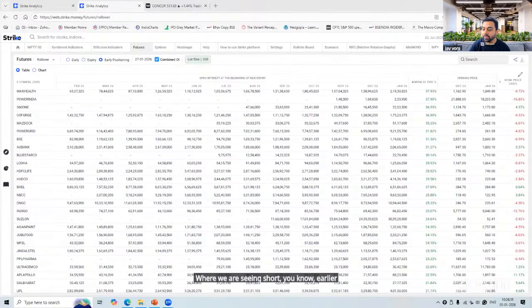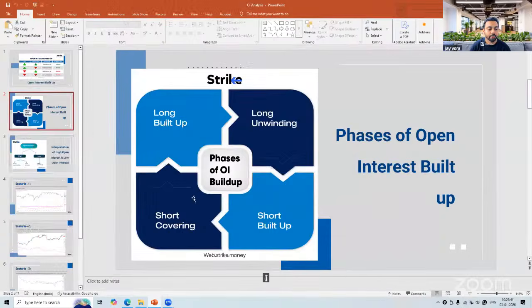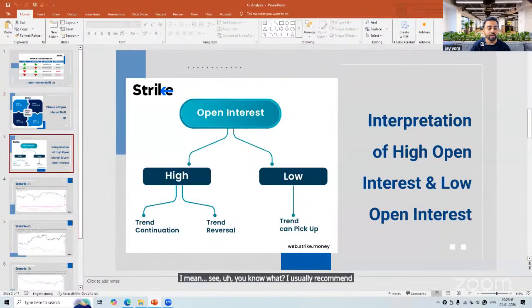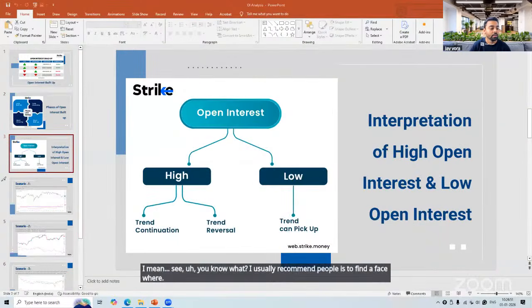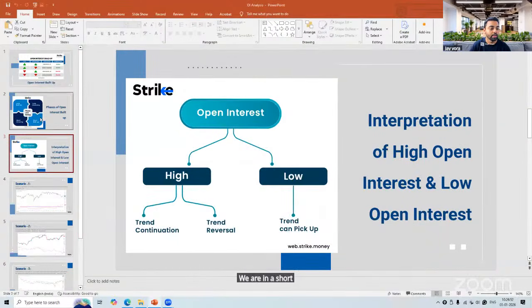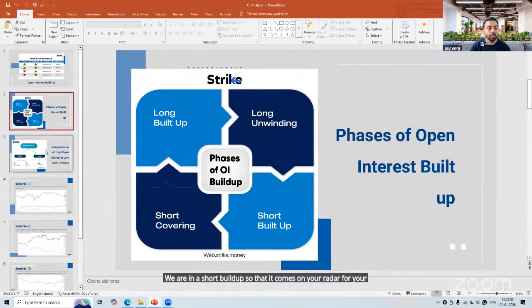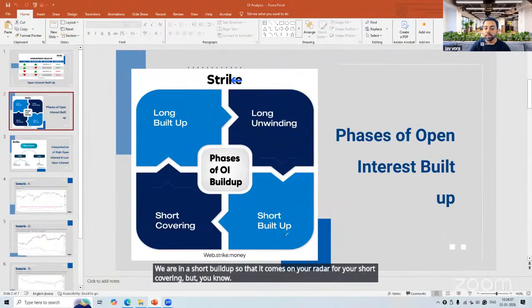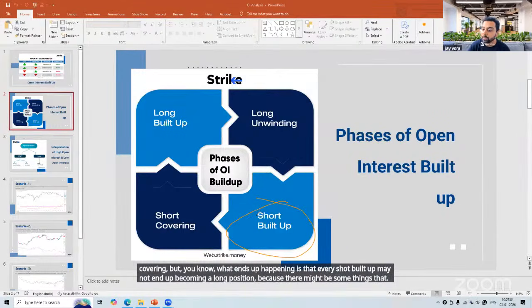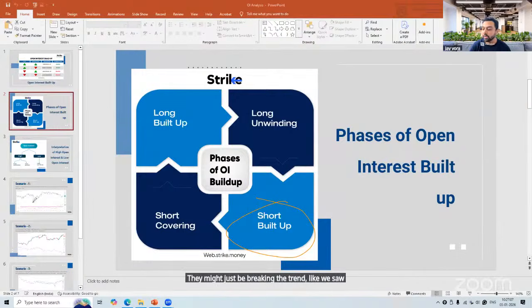Earlier I had refrained from giving an interpretation because of this part. I mean, see, what I usually recommend people is to find a phase where we are in a short build up so that it comes on your radar for your short covering. But what ends up happening is that every short build up may not end up becoming a long position, because there might be some that are just breaking the trend, like we saw in UPL earlier, right?